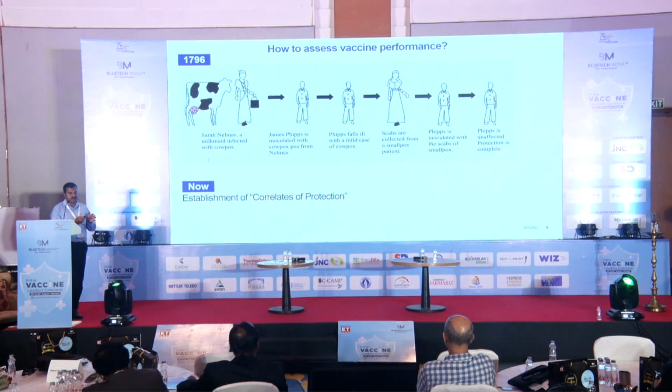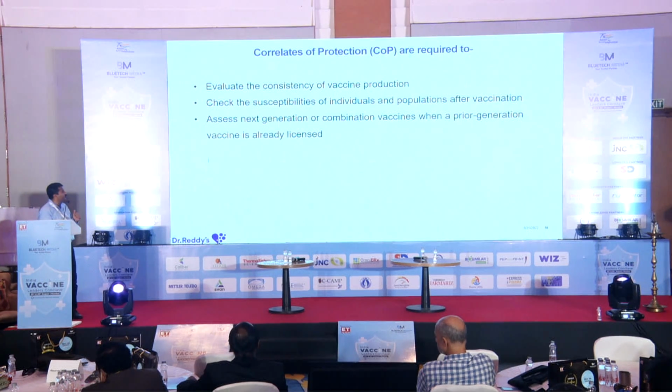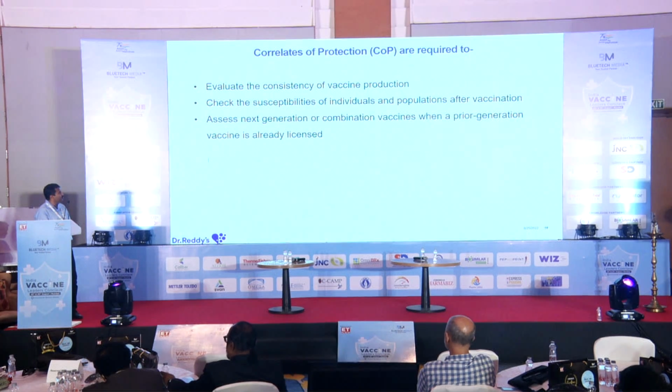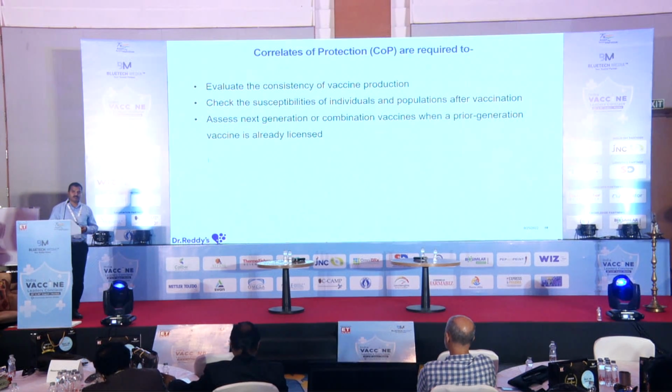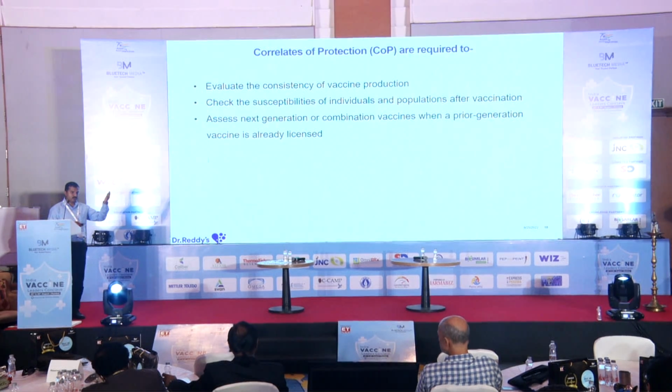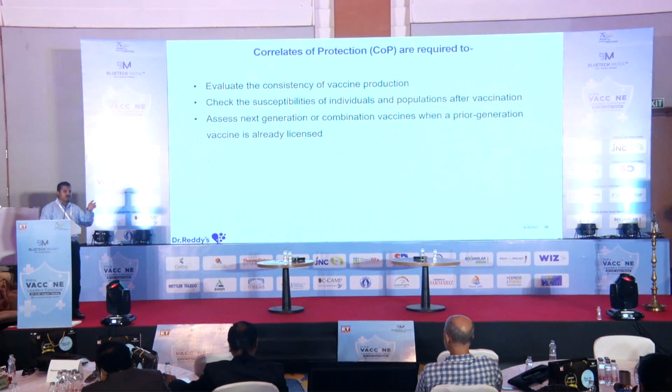And that correlate of protection has to directly correlate with the immunity. So what are correlates of protection and why are they required? They are required to evaluate the consistency of vaccine production, because when we are manufacturing vaccine, each lot should have the same consistent antigenic and immunogenic profile of that antigen. For example, if we get a 100 milli-IU antibody response from one batch, all the batches should give in and around that, plus or minus 10%. So that shows that our vaccine is consistently manufactured.